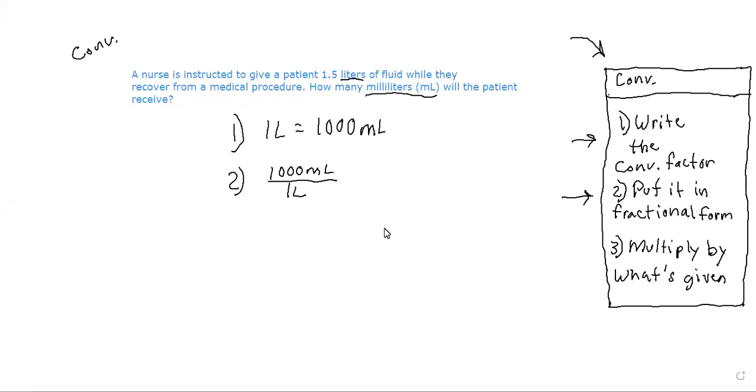Okay, so that's step two. Done. Last step. Now once we have that, the last step is simple. We're going to multiply by what's given. So let's go ahead and do that. Step three. So what's given? We read the problem. We say a nurse is instructed to give a patient 1.5 liters. So 1.5 liters is given. We have that here. We're going to multiply that by what we got in step two. And now we have our equation all set up.